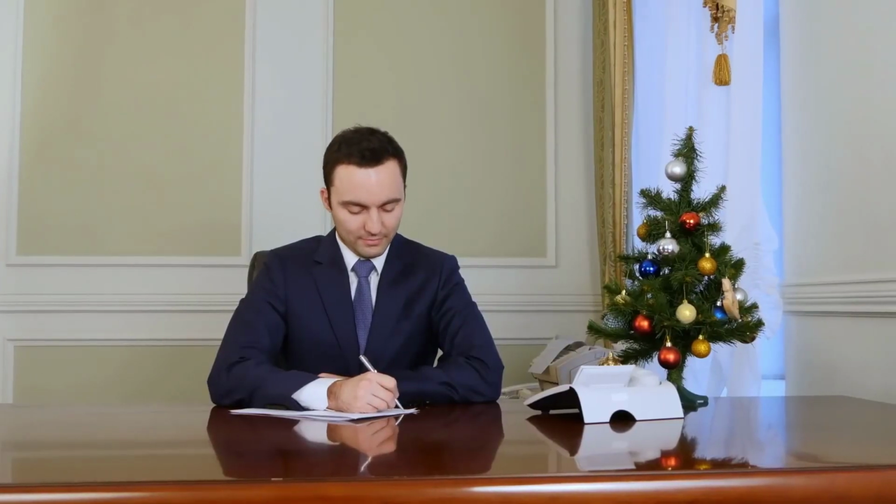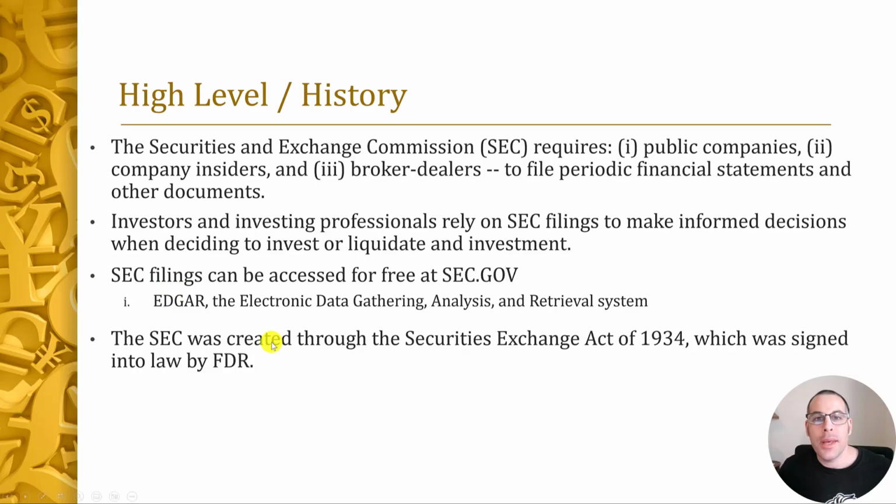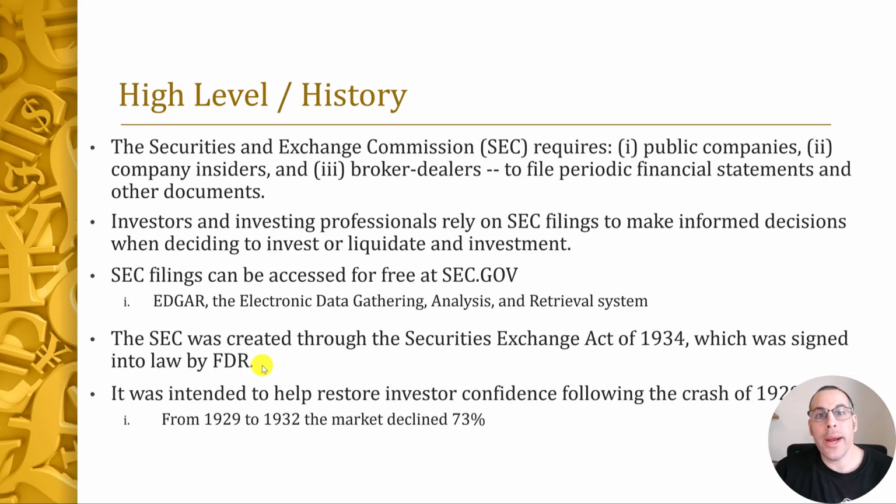The SEC was originally signed into law by FDR, Franklin Delano Roosevelt, way back in 1934. The SEC was created to help restore investor confidence after the '29 crash. The stock market declined 73% from 1929 to 1932.